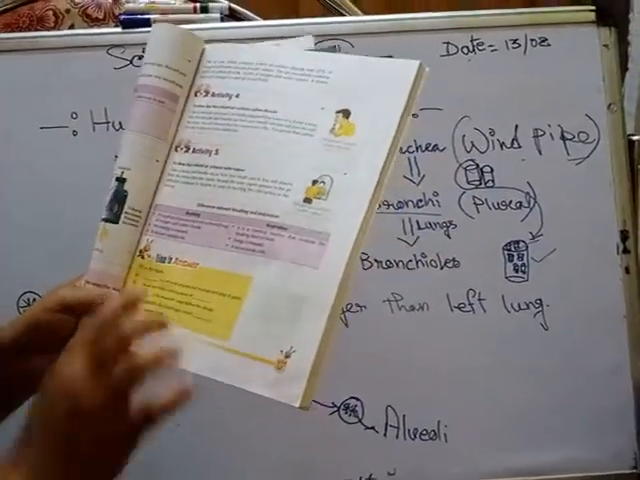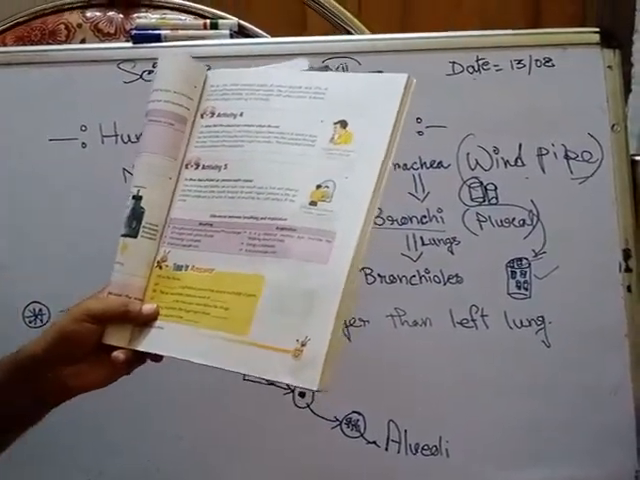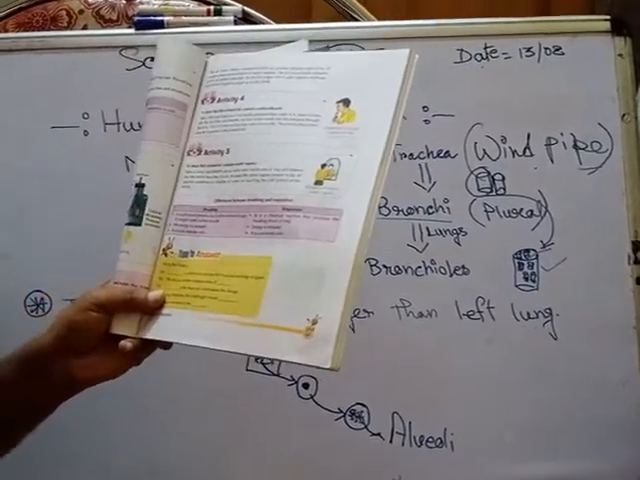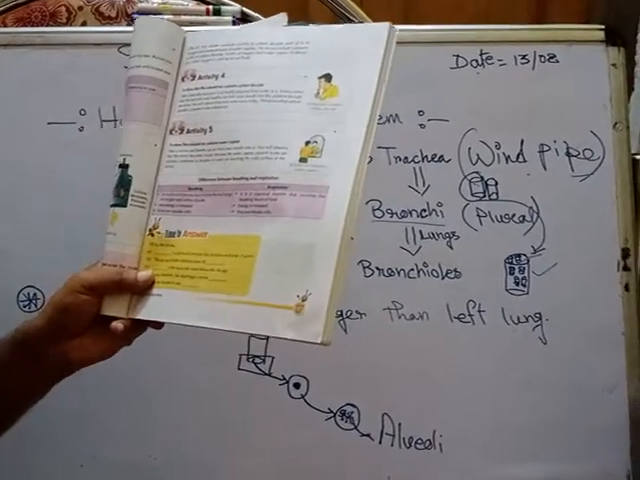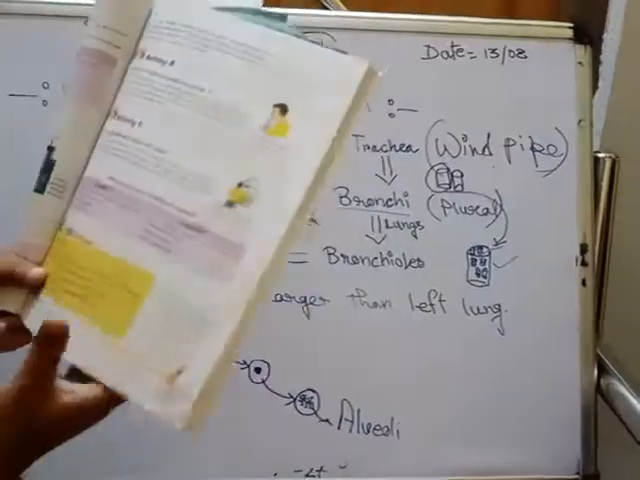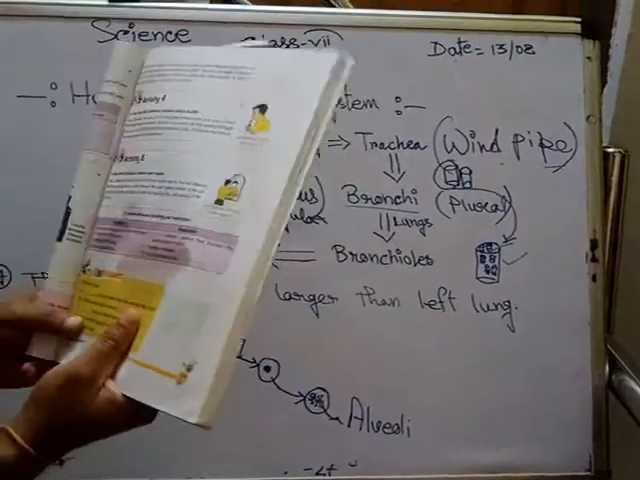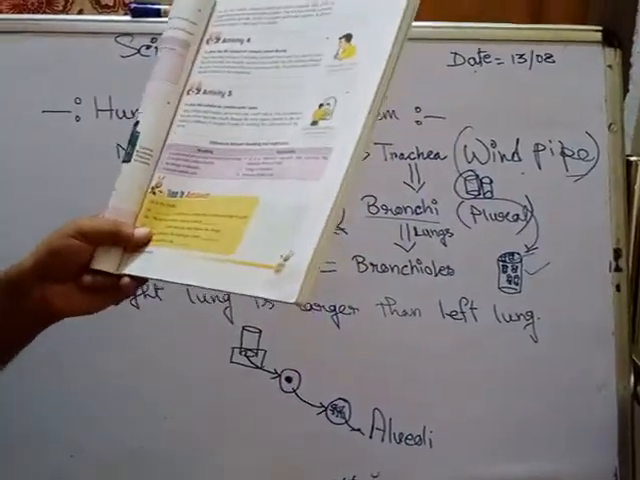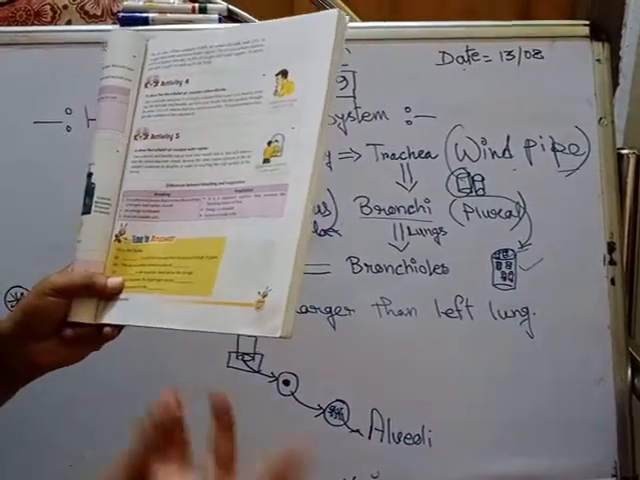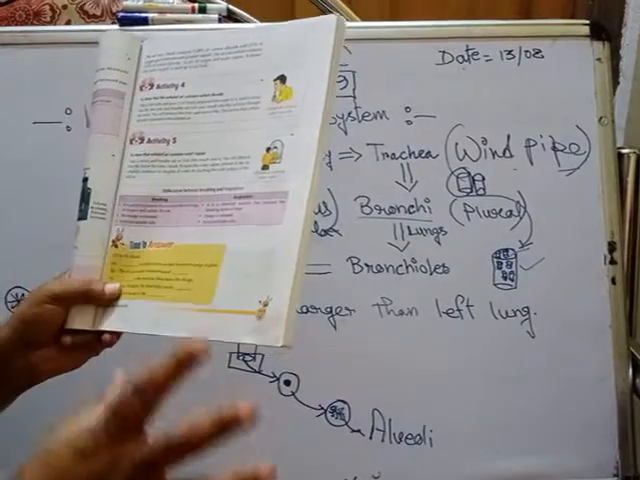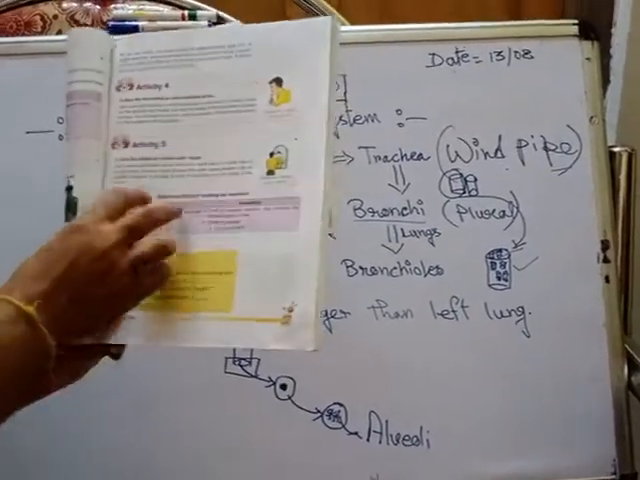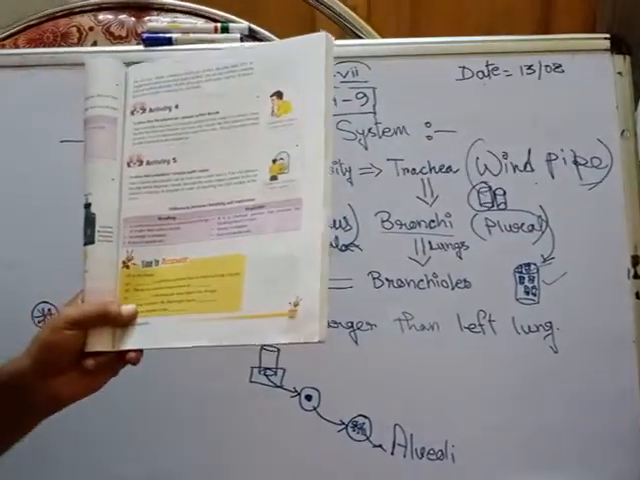No energy is released by the breathing process, but by the respiration process we are releasing energy. Breathing occurs outside the cells, while respiration always occurs inside the cell. So you should learn the difference between breathing and respiration.